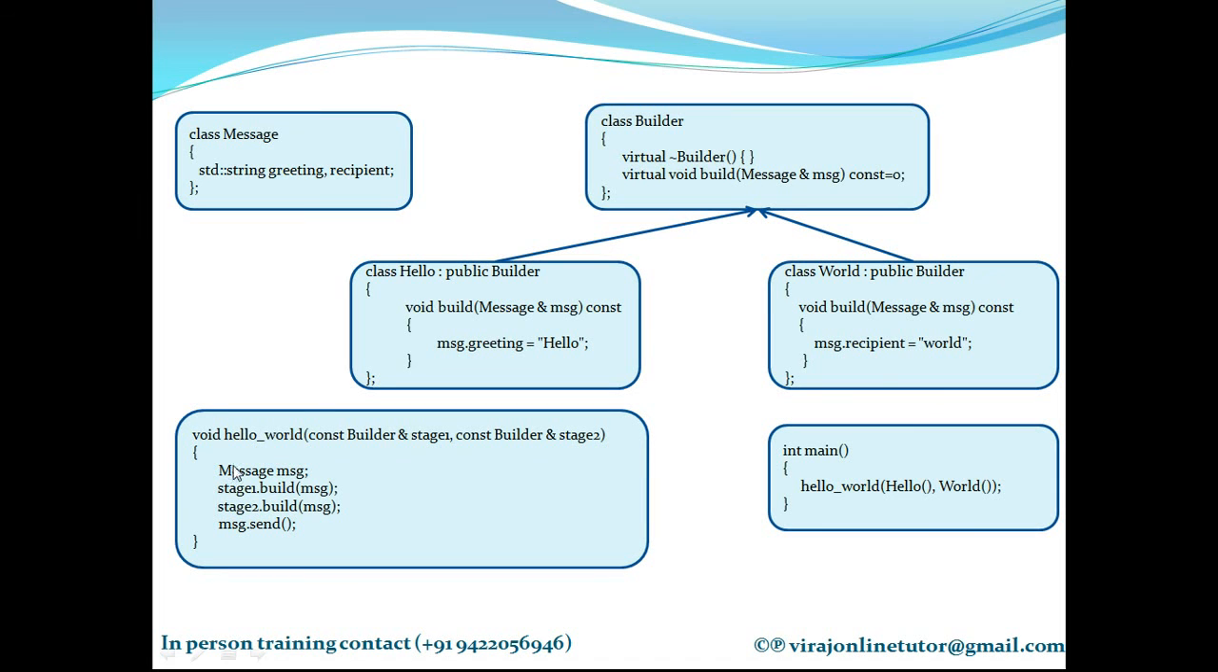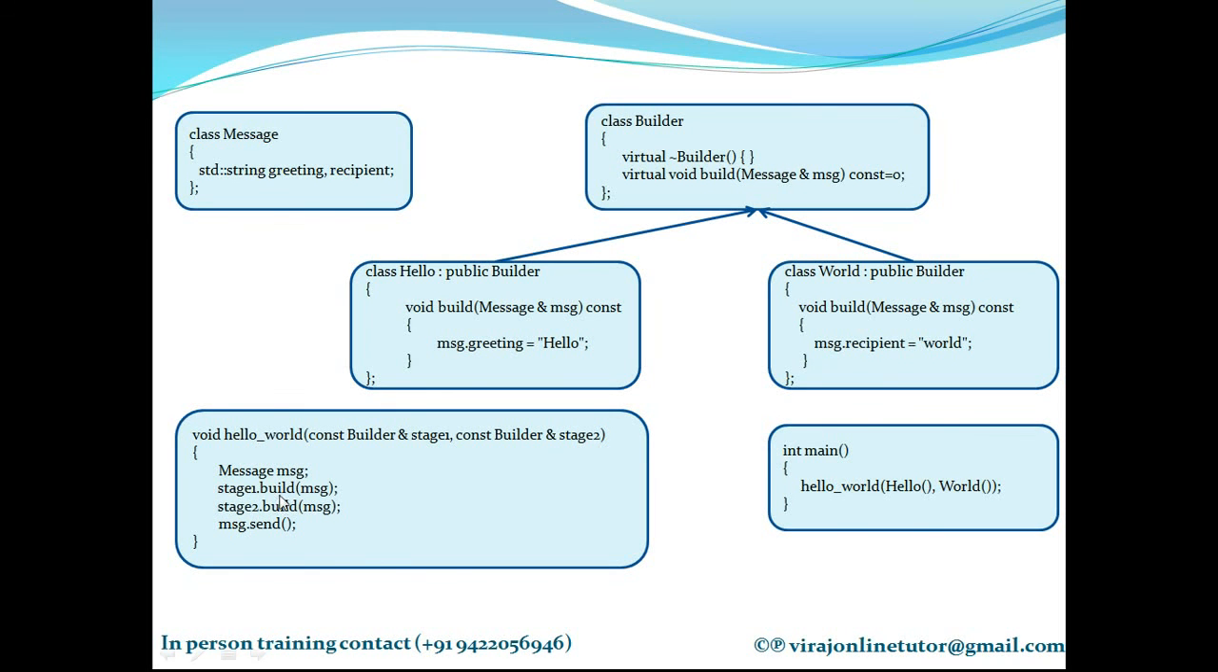Then I have a hello world function to which I pass stage 1 object and stage 2 object. That means I am dividing my entire object creation into stages, right? So what are those? I create a hello object and I pass it as stage 1. I create a world object and I pass it as stage 2. So I create a local message object here which is null right now, which doesn't have greeting and recipient in it. Now stage 1 dot build message. What is stage 1? Hello object.